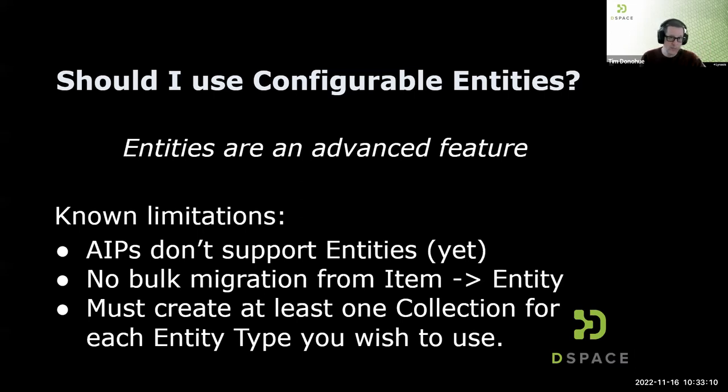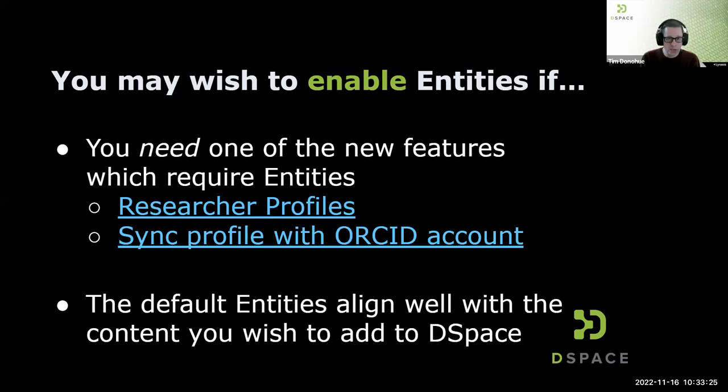I think that will be coming at some point in the future, but it's not there yet. And you really need to understand the relationship with a collection. You need to have a collection, at least one collection for each entity type that you wish to create in your system. And so one scenario where you might want to enable entities is if you need some of those new features I mentioned that do require entities. It is possible to enable entities and only use them for this ORCID synchronization with these local researcher profiles.